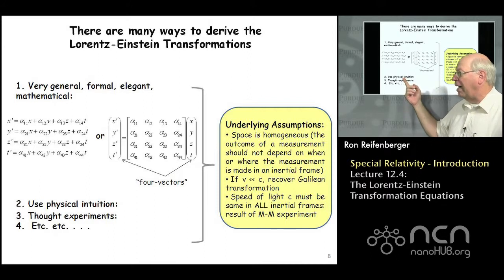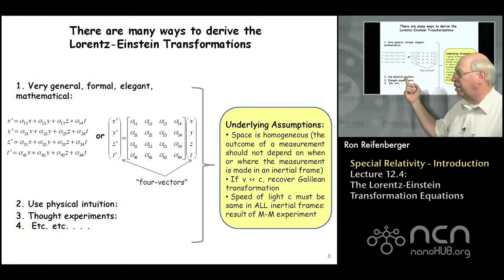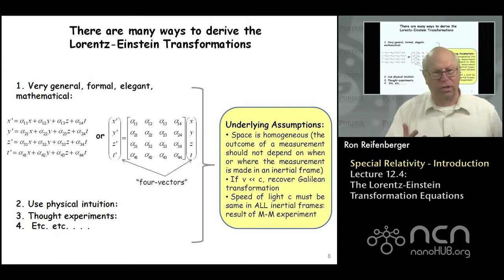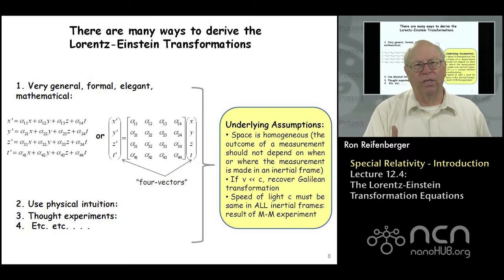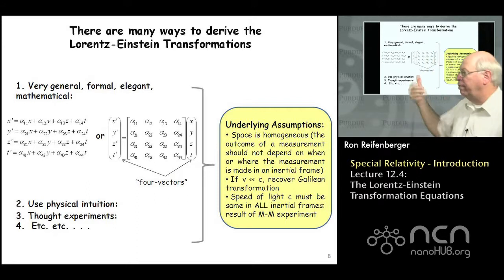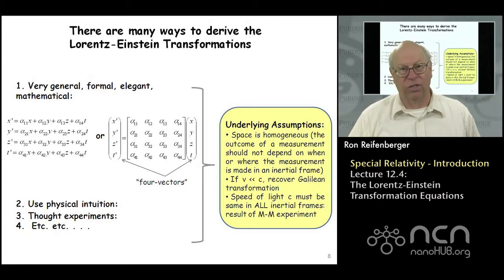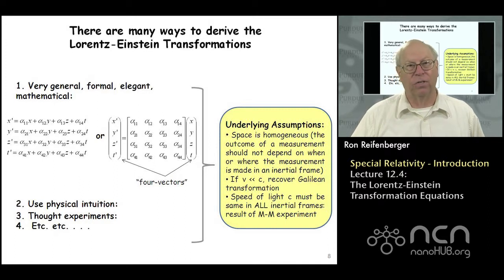There are other ways to derive the values for these different elements in this transformation matrix. And what I'm going to do in this lecture is try to apply some physical intuition and give you some insight into how you might derive this transformation. The derivation is not going to be as mathematically rigorous as it would be if we followed the first approach. But nonetheless, the answers we get do match up with the more rigorous approach, and it's a little bit easier to comprehend and understand. So I'm going to use some physical intuition to justify the Lorentz-Einstein transformation equation.